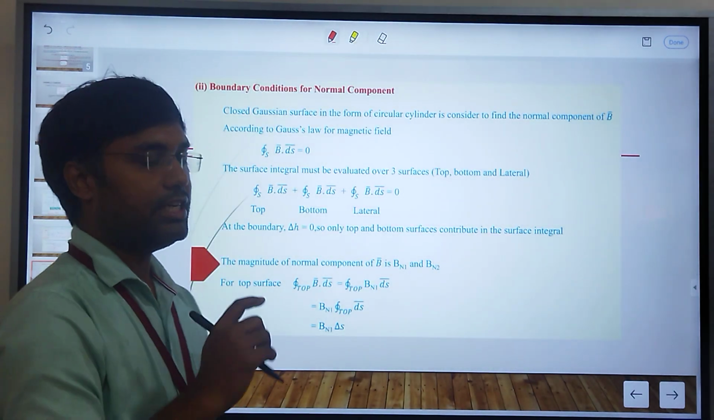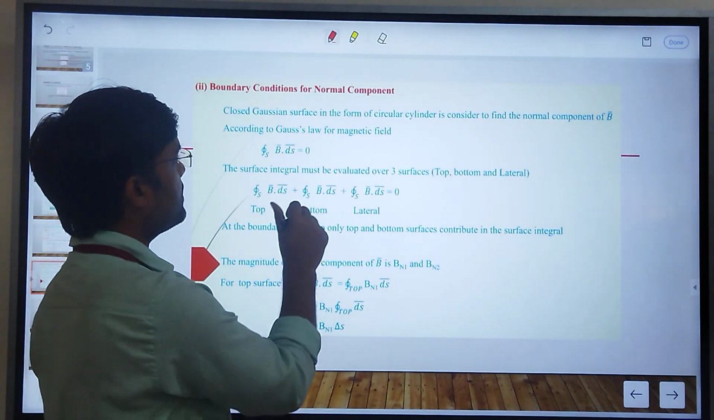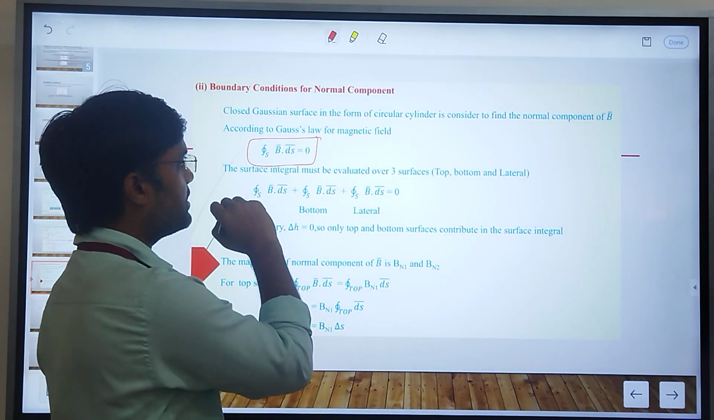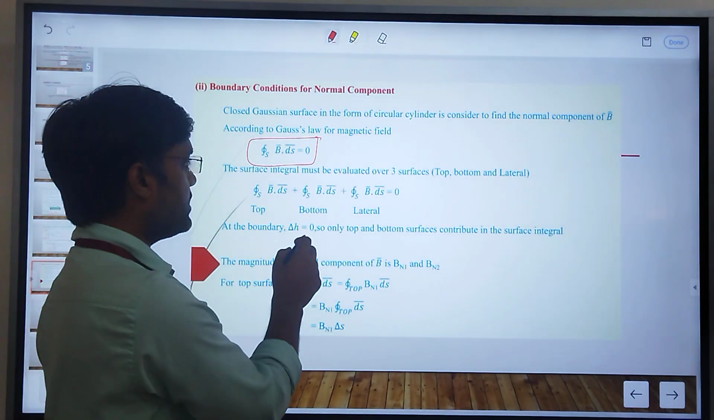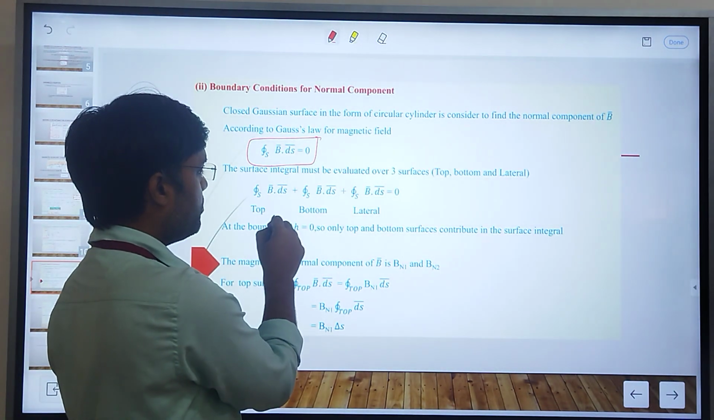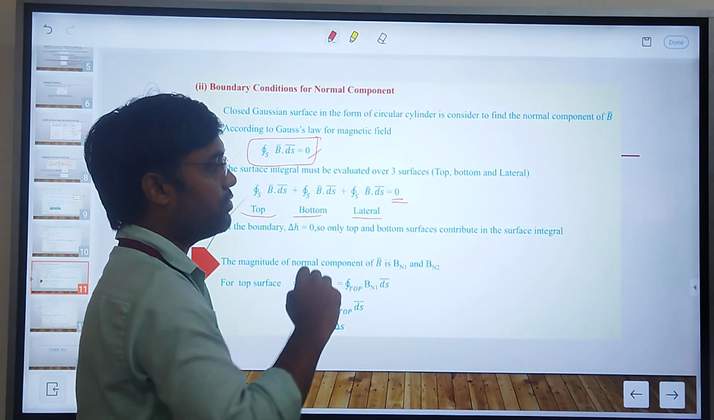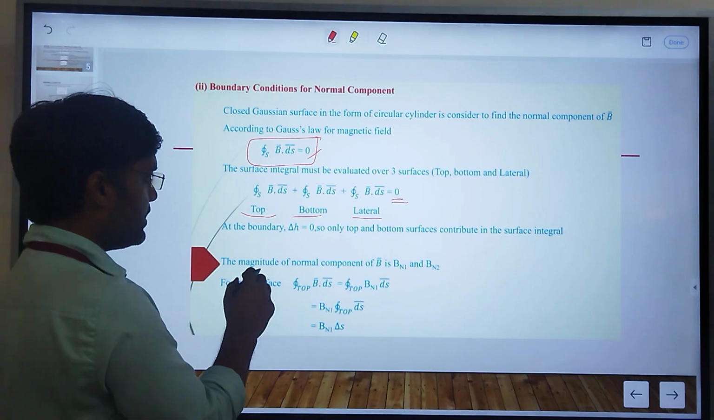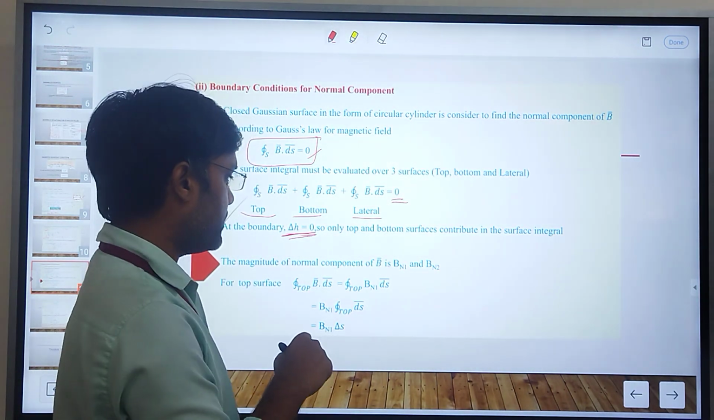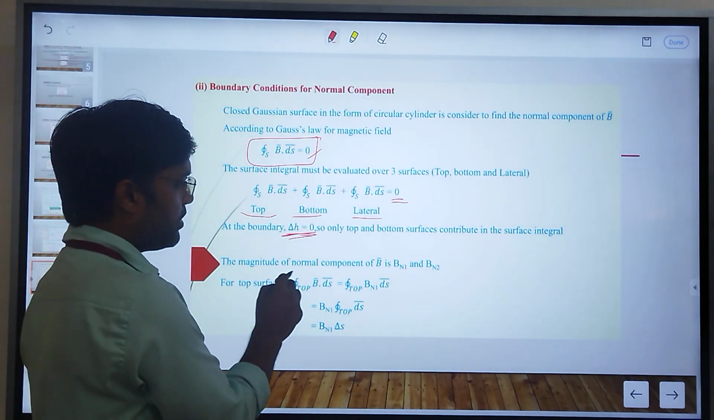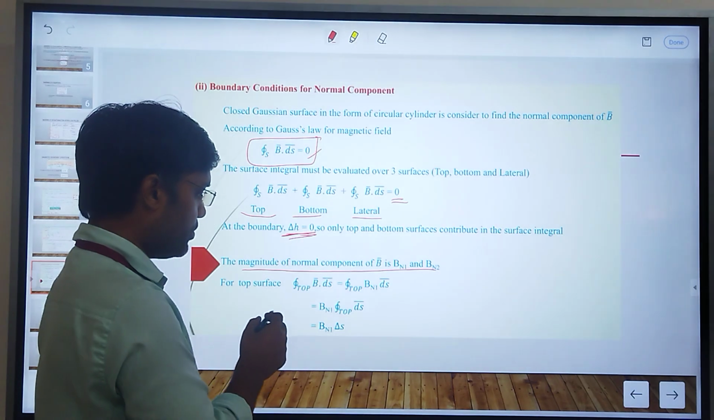Now we will apply the B dot dS Gauss law for magnetostatics for this condition. So this is the conservativeness of magnetic flux density equal to 0. So we will apply B dot dS equal to 0 for top, bottom and lateral surface. So all this equal to 0. So we will put over here the 0, summation of all B dot dS. Considering the height delta h tends to 0 for top and bottom surface, we can get the magnitude of normal component of B as Bn1 and Bn2 for medium 1 and 2 respectively.